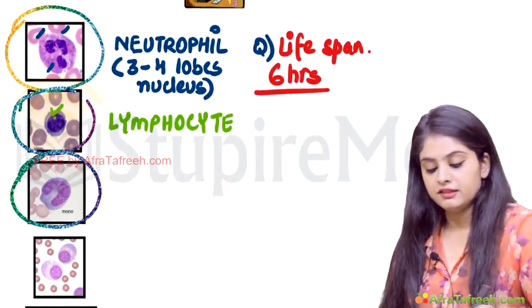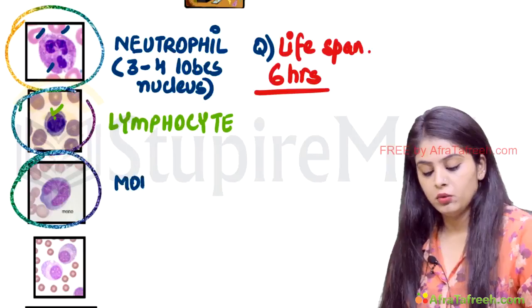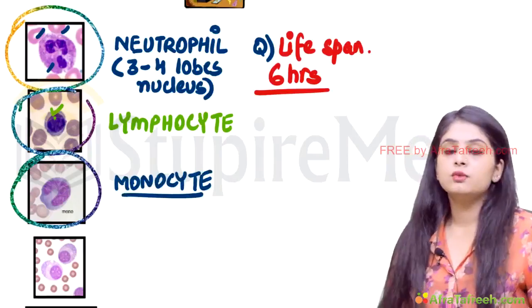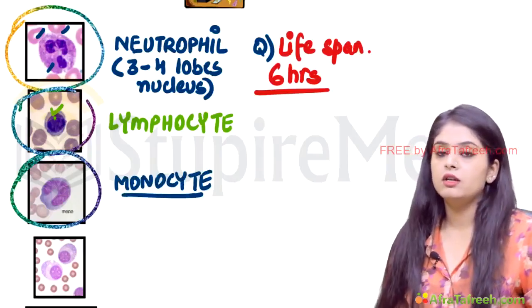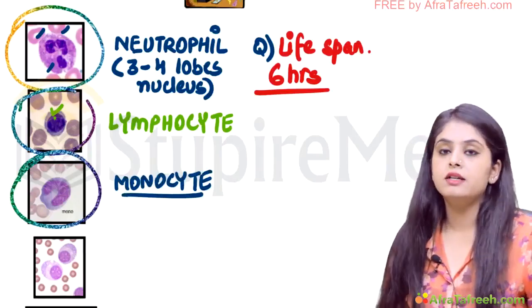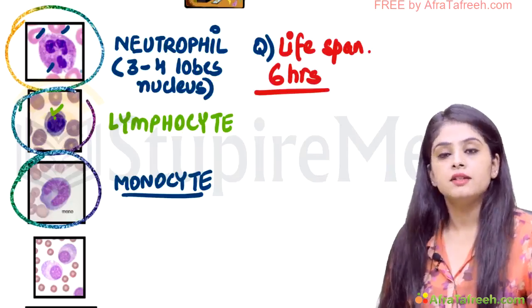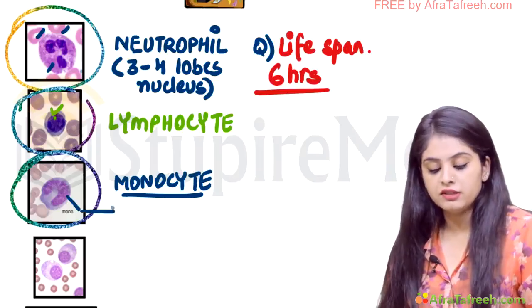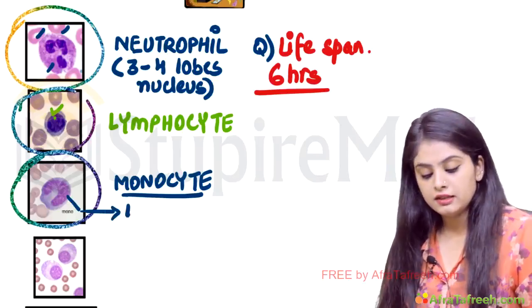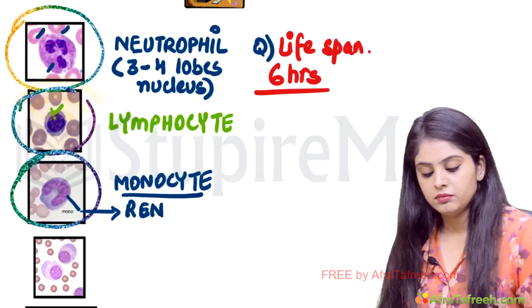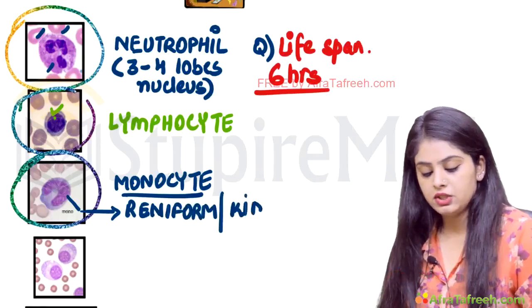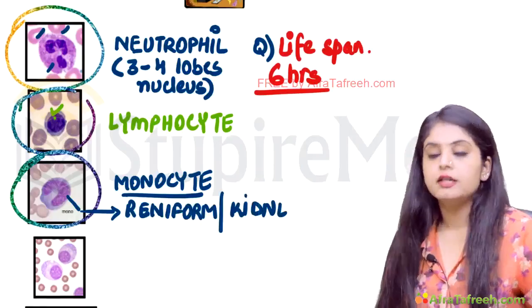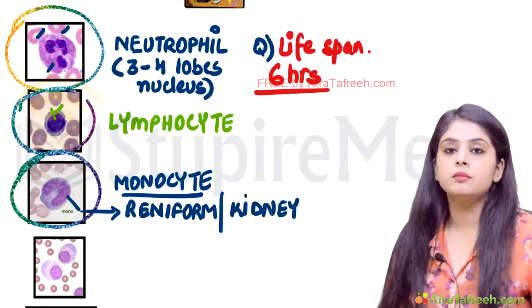And this cell is a monocyte. Now students, remember and recall, monocyte was in the blood. Tissue counterpart is macrophage. And what is the characteristic shape of the nucleus that we have over here? It is a reniform, or a kidney-shaped nucleus.